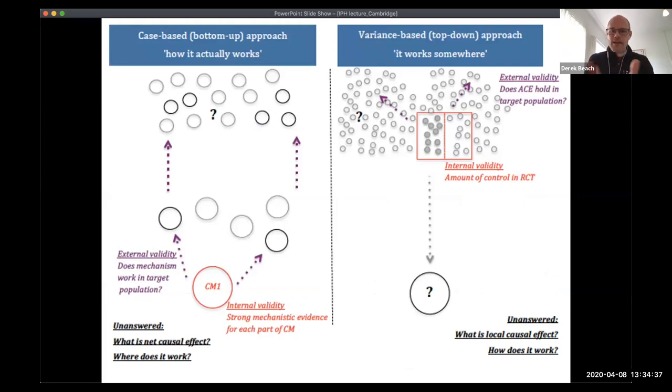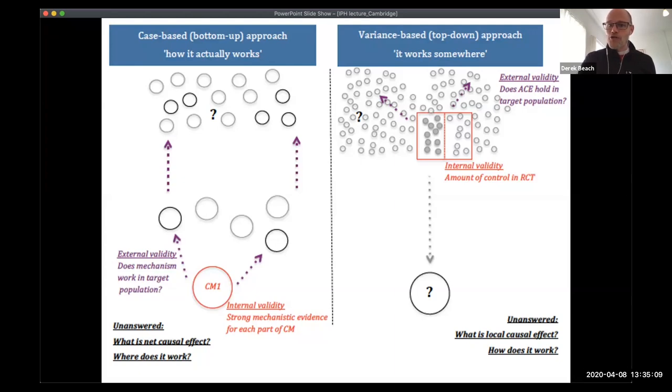And this slide illustrates the core difference between what you could call the variance-based or counterfactual way of doing research. Your experiment, your RCT, on the right-hand side is basically enabling you, in the words of Nancy Cartwright, to make a claim that it works somewhere. You don't know, of course, whether it works in any individual case, but your experiment tells you that on average it works.